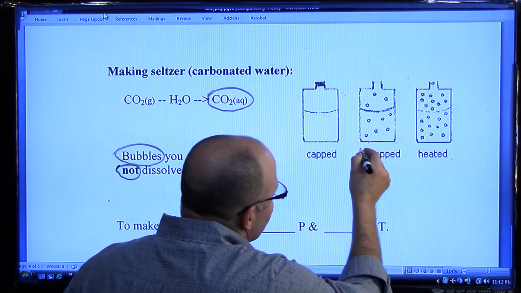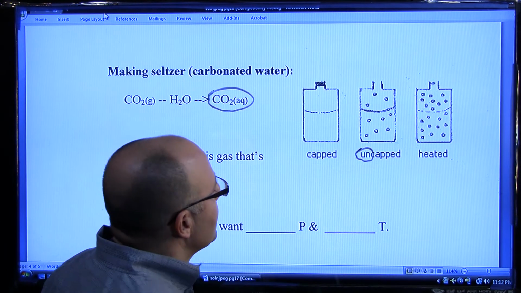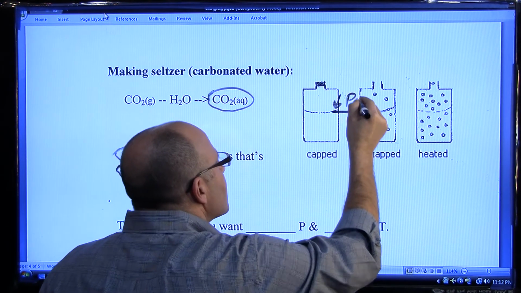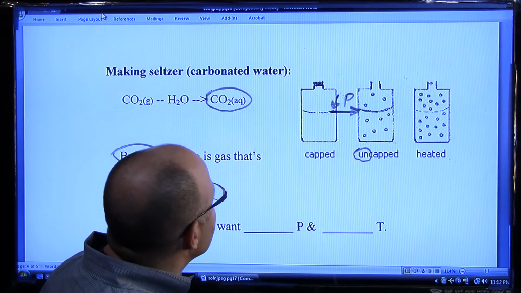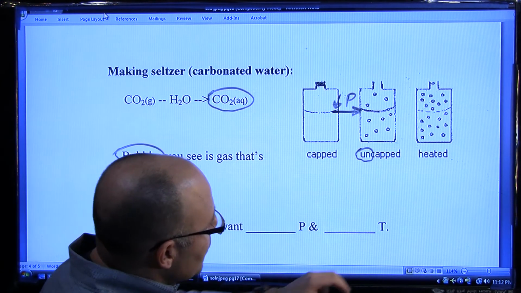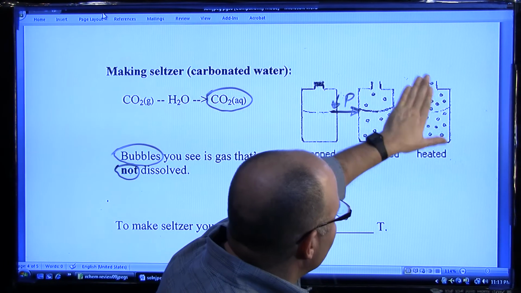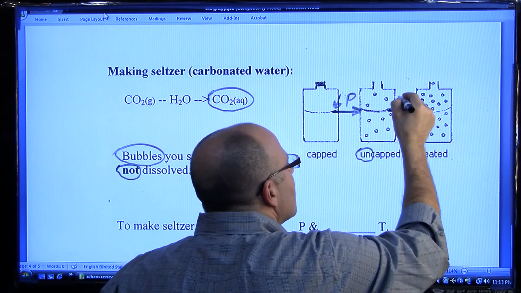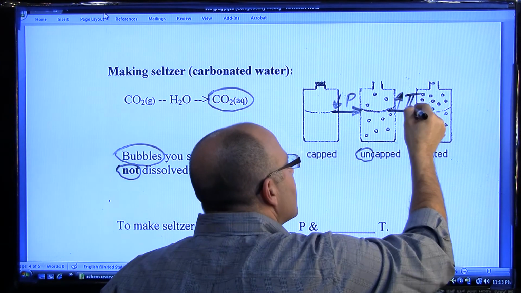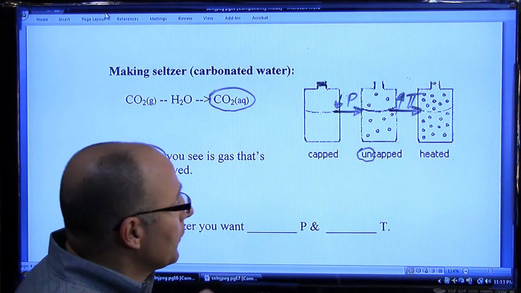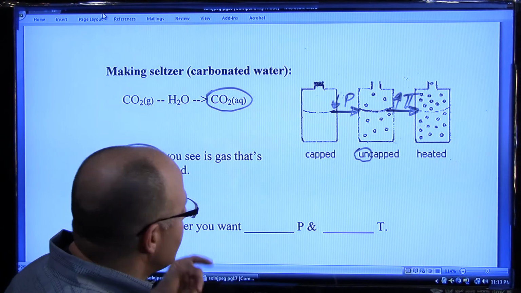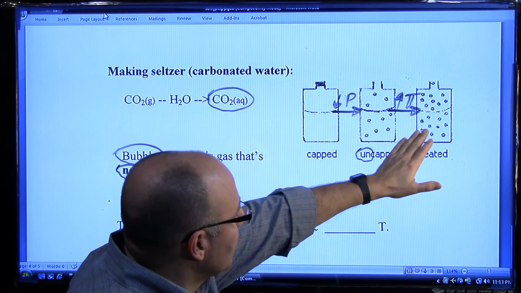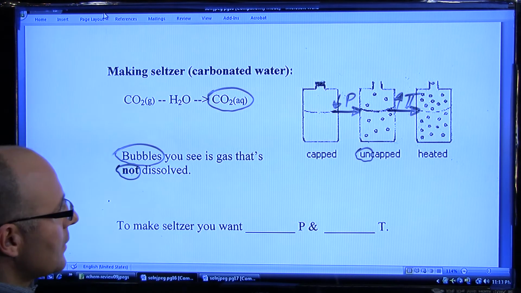So what's happening here is when you uncap it, you decrease the pressure, and as a result, you decrease the solubility of the CO2. And then what you could do is heat the bottle of seltzer, or in other words, increase the temperature of the solution. When you increase the temperature of a gas dissolved in water, more bubbles appear, and again, that indicates that it's less soluble, because the bubbles you see are gas that's not dissolved.